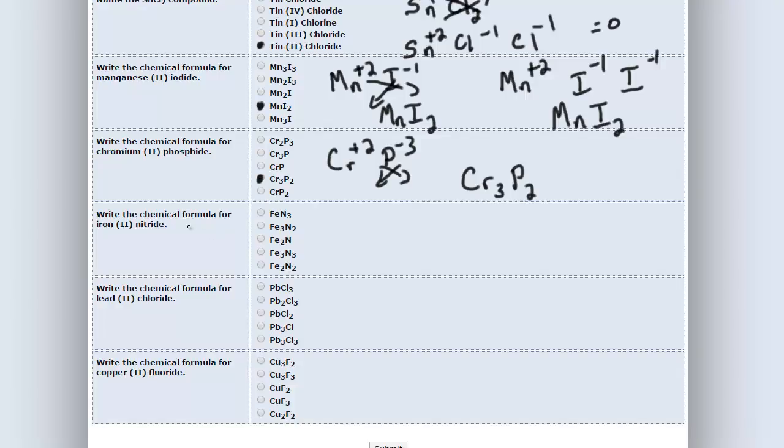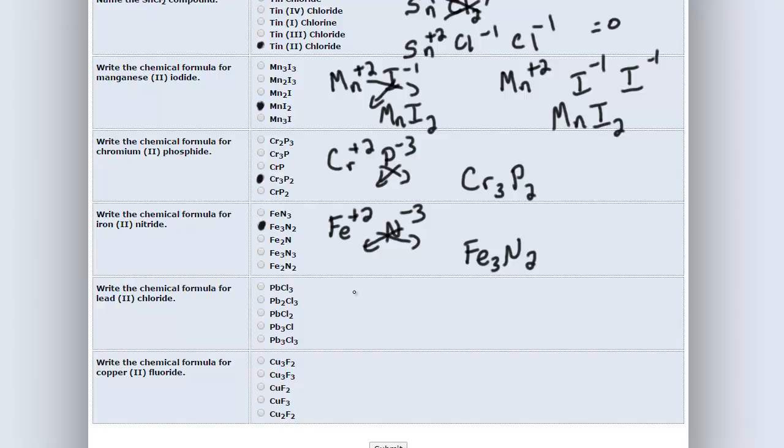Write the chemical formula for iron 2 nitride. Iron 2 is Fe with a +2. Nitride is -3. Then we get our crisscross going on here, and we get Fe3N2. Iron 2 nitride.